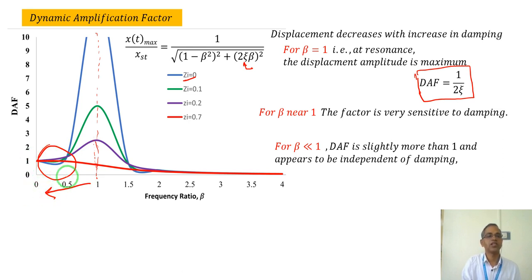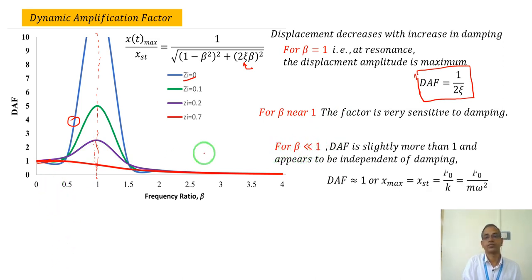Very much less means less than 0.5. So the dynamic amplification factor is slightly more than 1. See here, at this point, slightly more than 1, except this first one. So it is more than 1, and it appears to be independent of damping. Almost all curves in this zone meet at the same point. So damping does not make much difference when beta is very much less than 1.